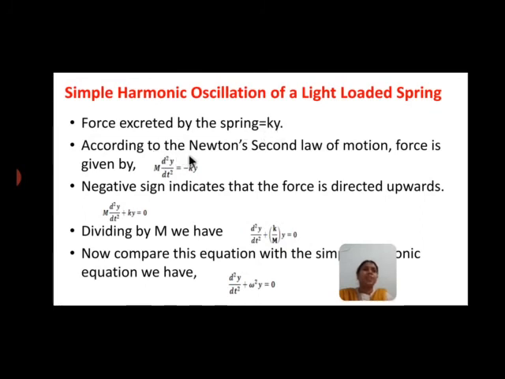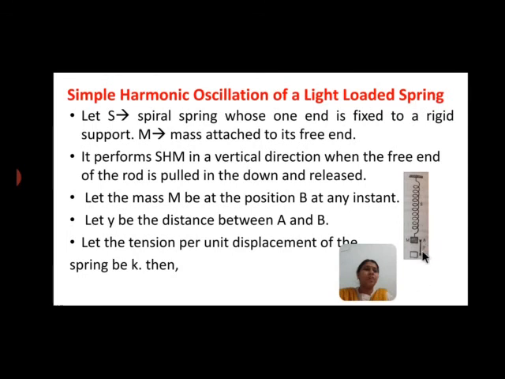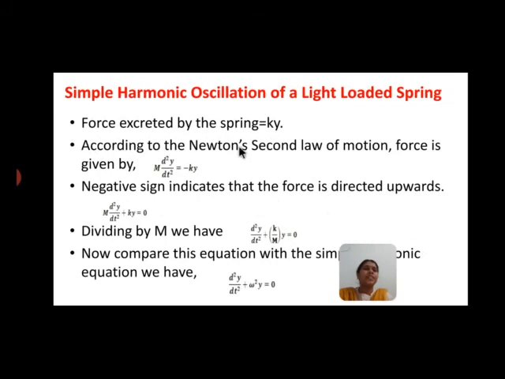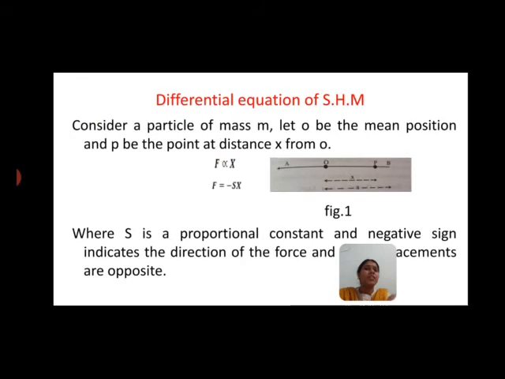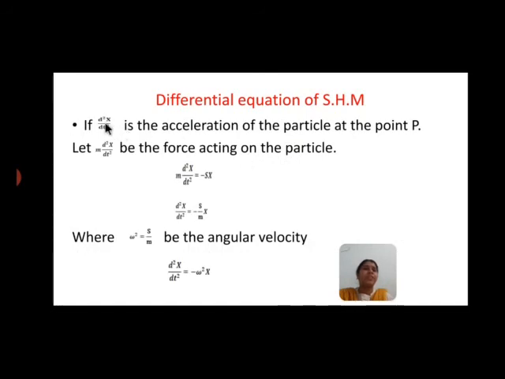Now, as per Newton's second law of motion, force is mass into acceleration. M is the mass and the acceleration is d square y by dt square, because from A to B the distance is Y. In the previous case we wrote d square x by dt square, because the distance there was x.